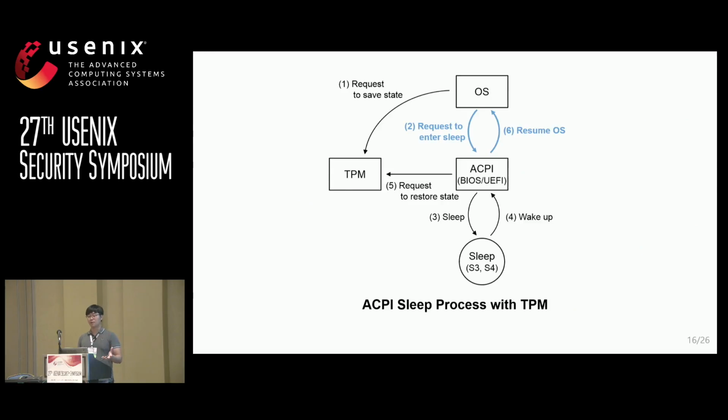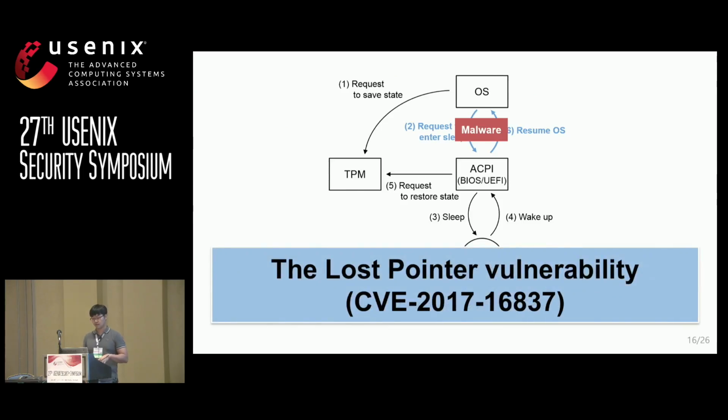Until now, I have explained the SRTM vulnerability, and now I will explain the DRTM vulnerability. In the case of DRTM, PCRs of the TPM are reset whenever the system sleeps and wakes up, and DRTM measures and extends code to the TPM. What if malware intercepts the control flow between ACPI and the operating system? This is the lost pointer vulnerability, CVE-2017-16837.